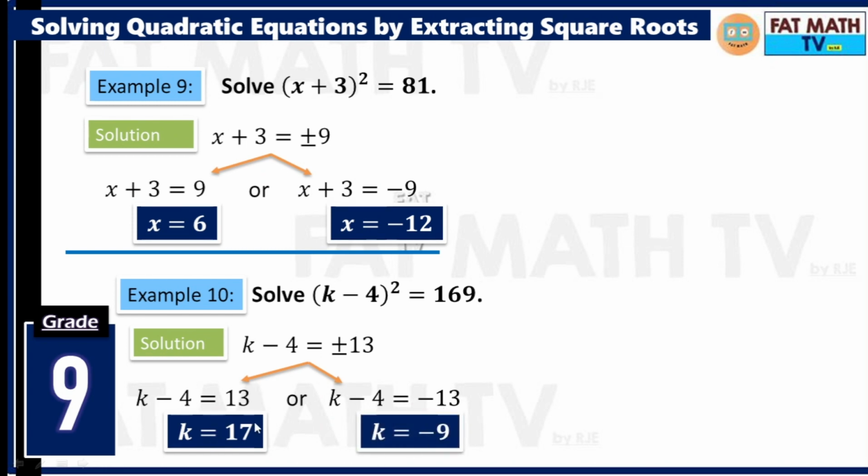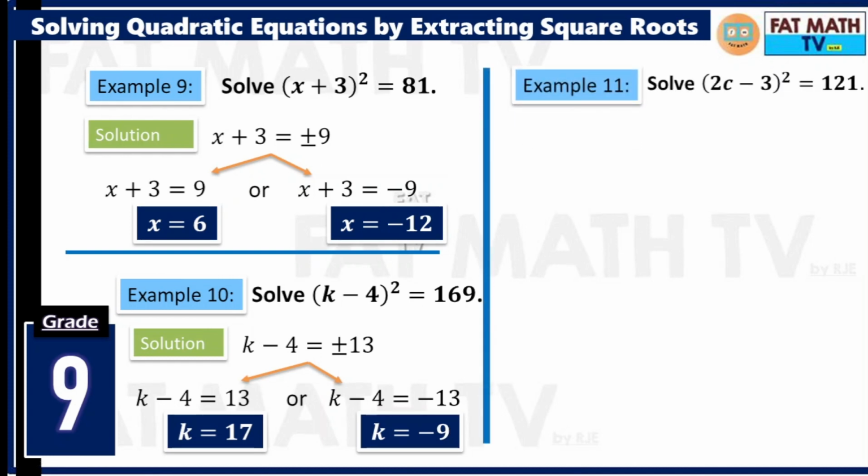And then you can replace 17 here. 17 minus 4, that's 13. 13 squared is 169. So 17 is correct. Negative 9. Negative 9 minus 4 is negative 13. Negative 13 squared is also 169. So negative 9 is also correct.